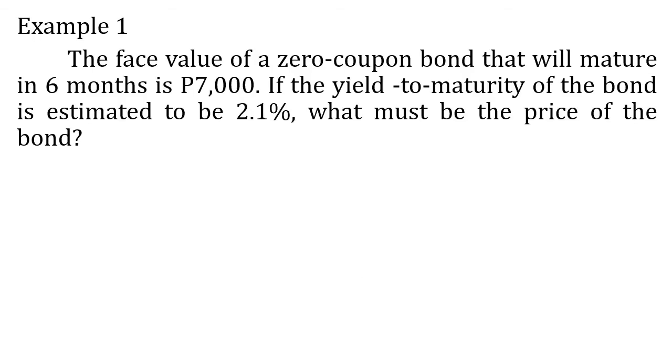For example, the face value of a zero coupon bond that will mature in 6 months is 7,000 pesos. If the yield to maturity of the bond is estimated to be 2.1%, what must be the price of the bond?